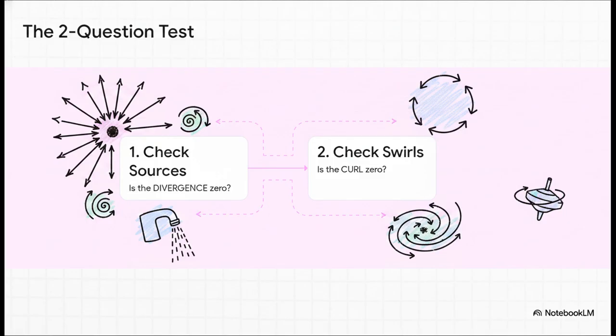For any vector field you're given, you just ask. Question 1, does it have sources? And to find out, you calculate its divergence. Is del dot A 0? And then question 2, does it have swirls? And to find out, you calculate its curl. Is del cross A 0? The answers to just these two questions tell you everything you need to know.